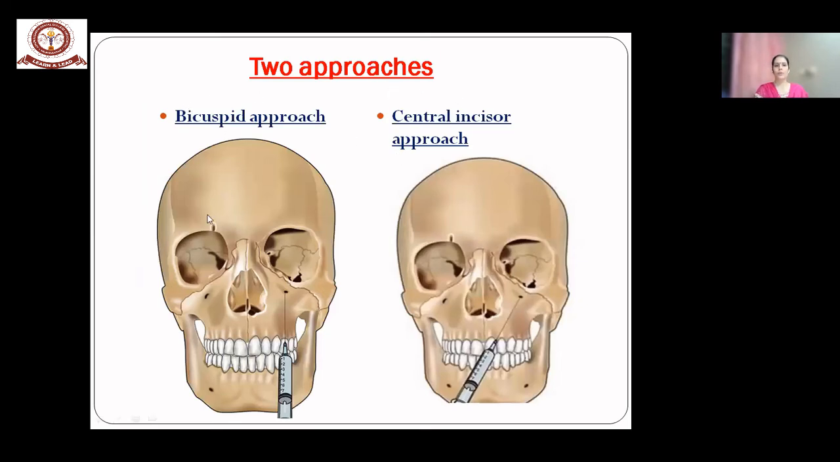So there are two approaches. One is the bicuspid approach, and this is in a straight plane, and this is easy to perform. The other approach is bisecting the two central incisors, that is the central incisor approach, but the target area is one and the same, that is the infraorbital foramen.